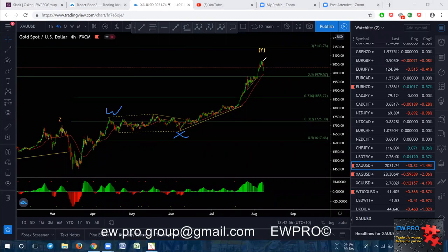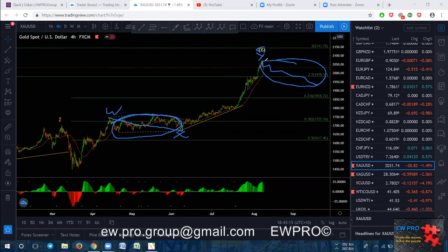So we can get, like, this is a Y up here, not this one, but H4 wave Y. So we can be looking at a correction for the next couple of weeks in here.